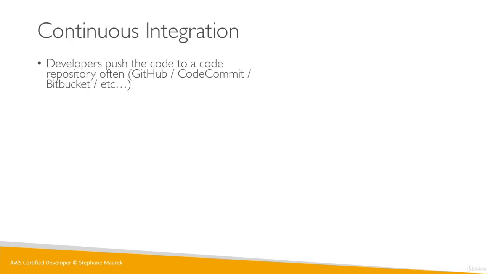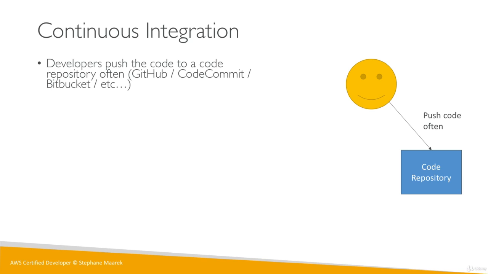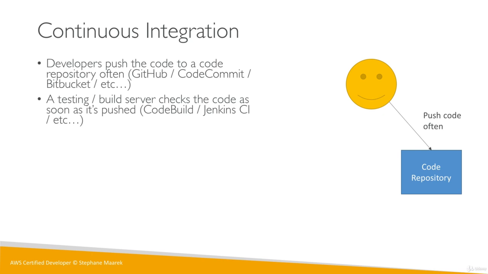Continuous integration is basically allowing developers to push code to a code repository as often as possible. And that code repository can be GitHub that you may be familiar with, CodeCommit that we'll learn in this course, Bitbucket, etc. So here is me, I'm a happy developer, look at me, I'm smiling, and I push my code often to my code repository. Now it turns out that we're also going to have a test/build server, and it will check the code as soon as it's pushed.